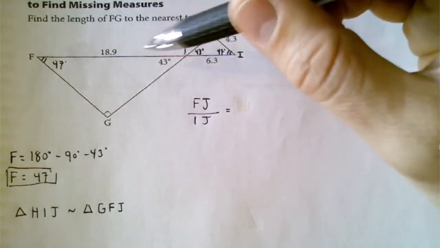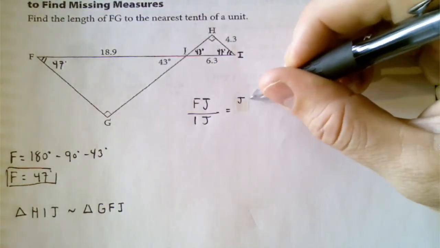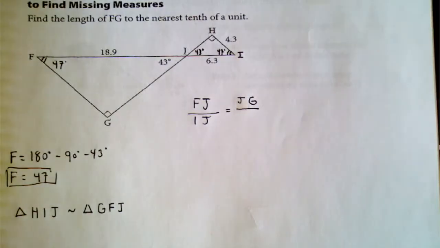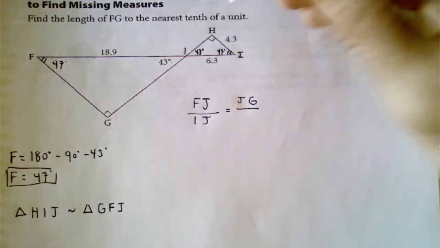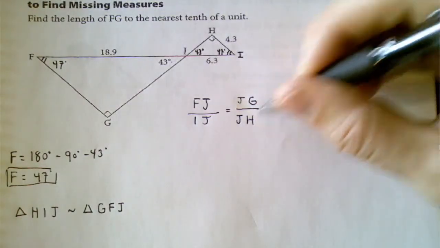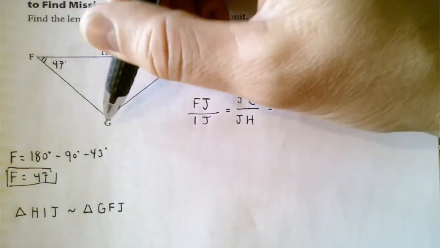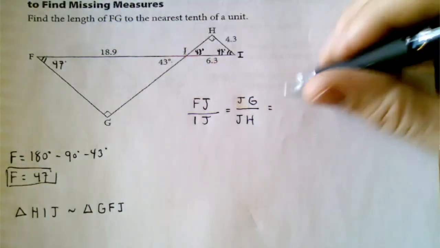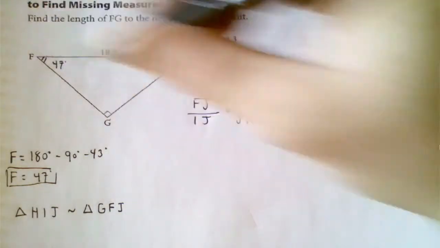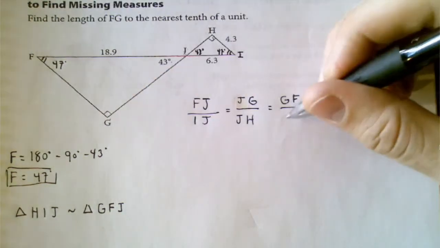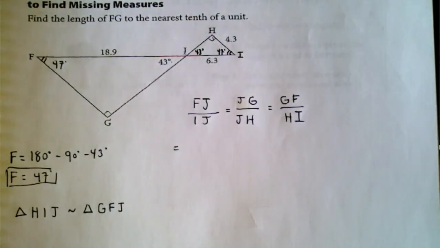So now I'm going to start with the big triangle again. I'm going to do J to G. And J to G is from 43 to 90, so from 43 to 90 would be J to H. And our last pair would be from G to F. And that's from 90 to 47. 90 to 47 is H to I. All right, now we got our pairs.